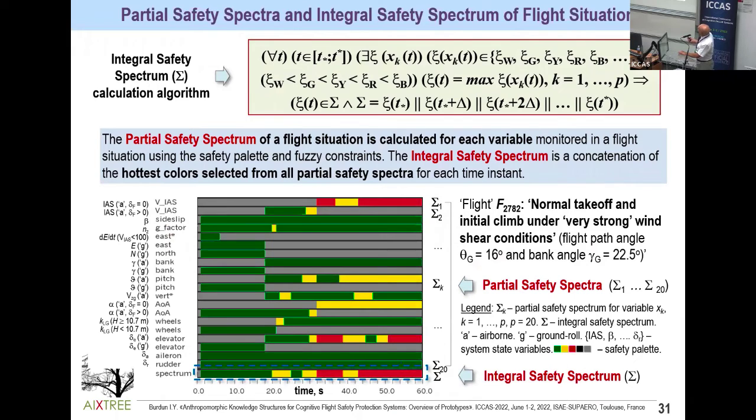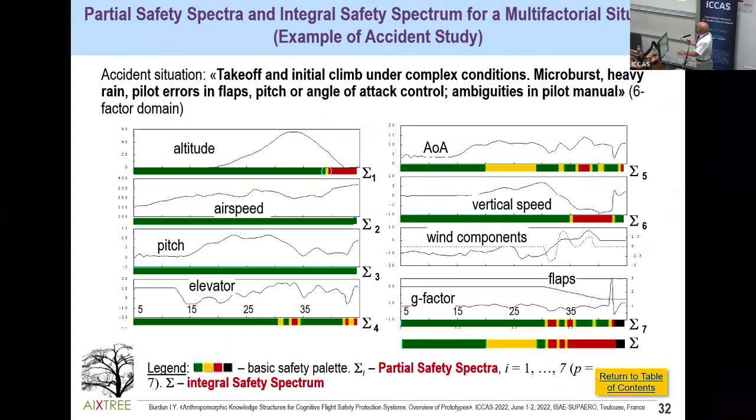The blue spot in the middle may account for some optimal state. This is the algorithm for calculation of the integral safety spectra. Basically, we have several partial spectra horizontally, and the bottom line absorbs the hottest color for each time instant during the situation. And the lower line is the integral safety spectrum.